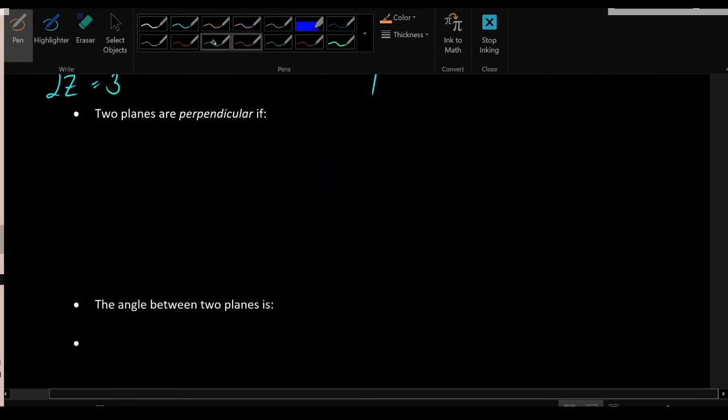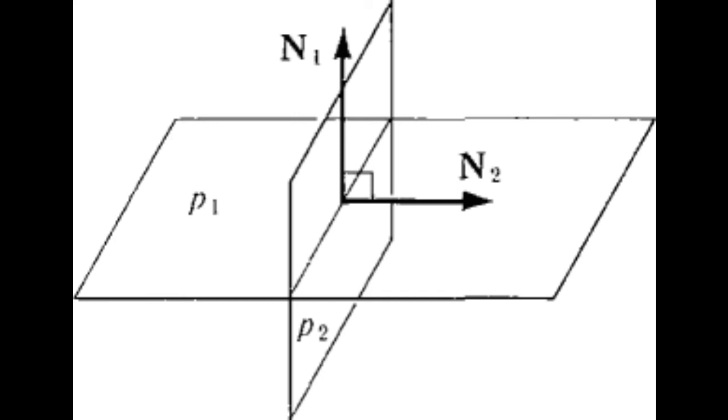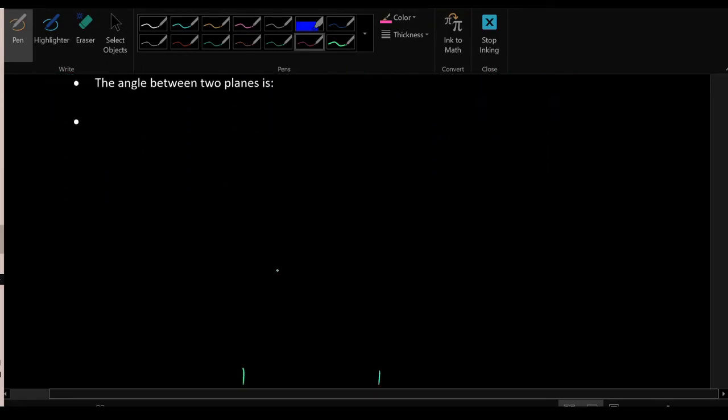We say that two planes are perpendicular if, once again, in terms of the normal vectors, their normal vectors are perpendicular. If you want to find the angle between two planes, then that is described in terms of the angle between the two normal vectors.